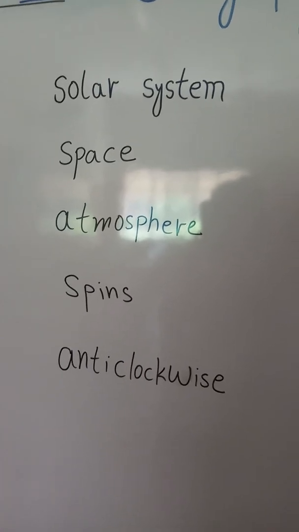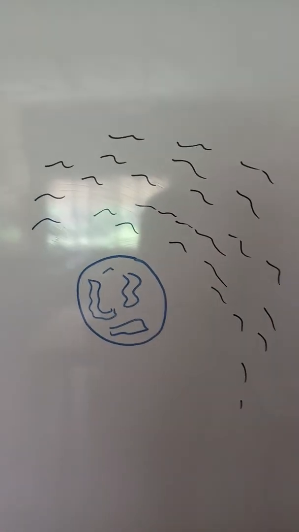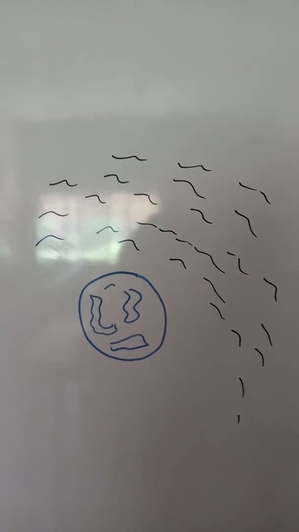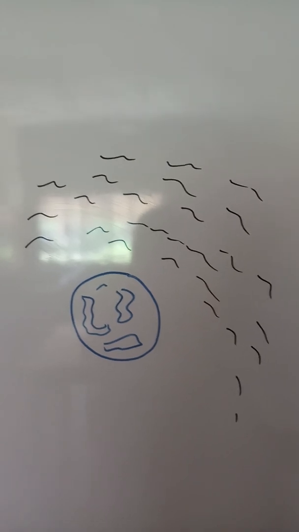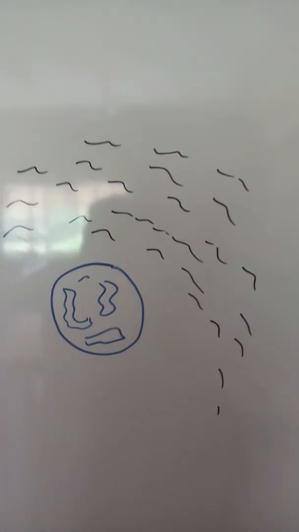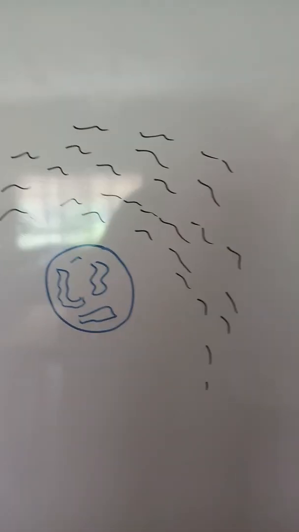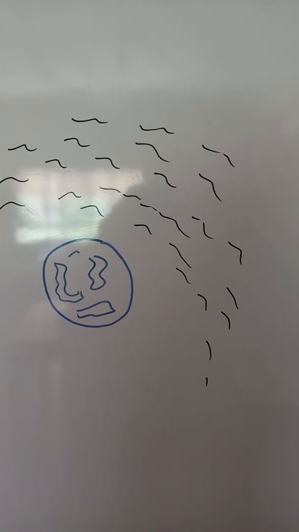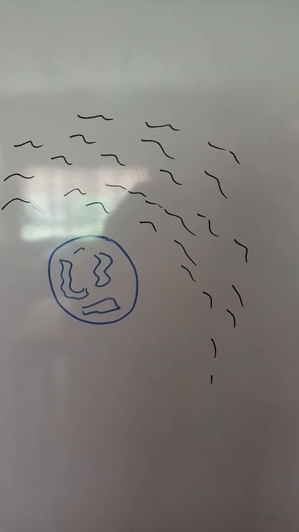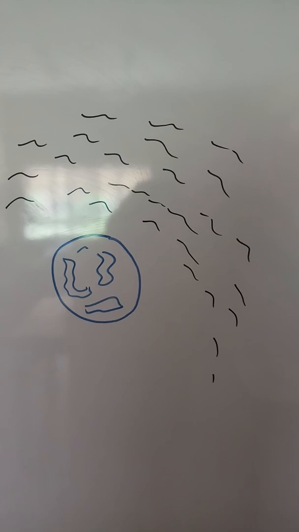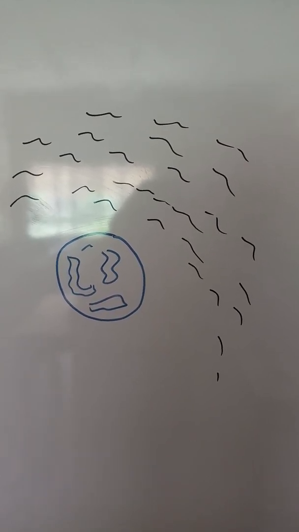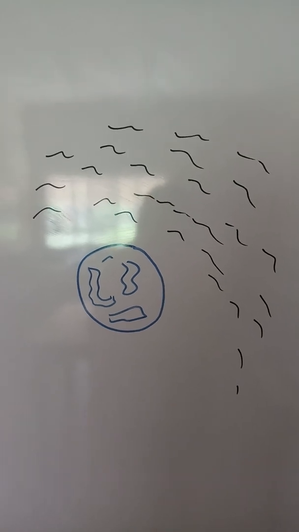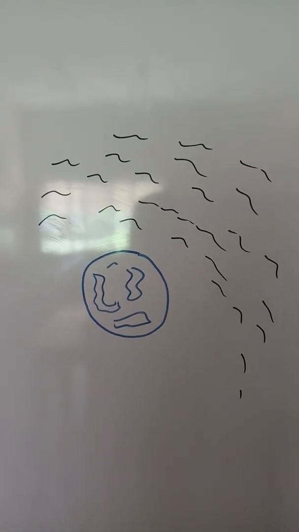The third term is atmosphere. And what is an atmosphere? This is our Earth, and you can see the atmosphere, the black lines that I have drawn on the board. The Earth is a planet and it is surrounded by the atmosphere. So atmosphere is made of layers of air that keeps all living things alive. Atmosphere is a big layer of air.